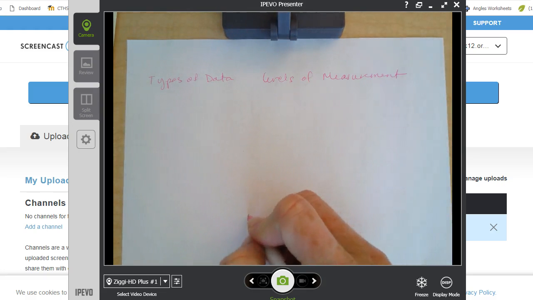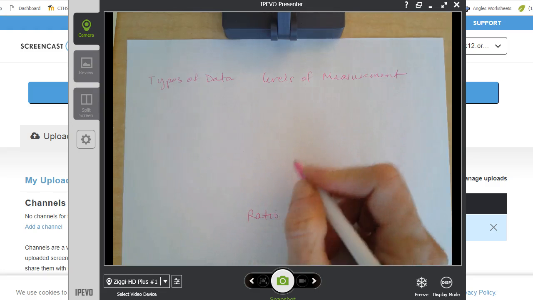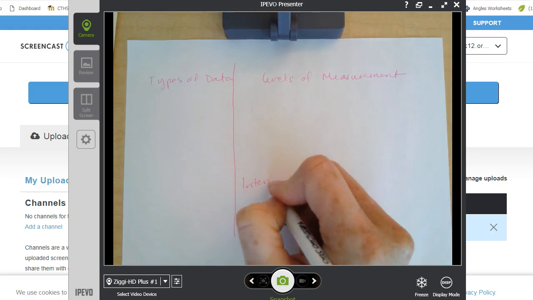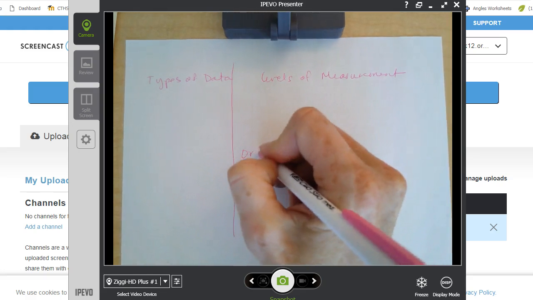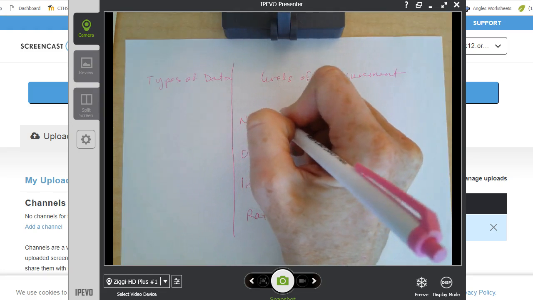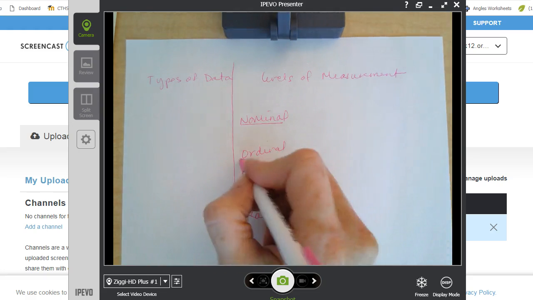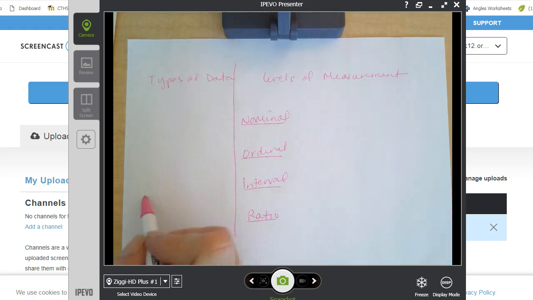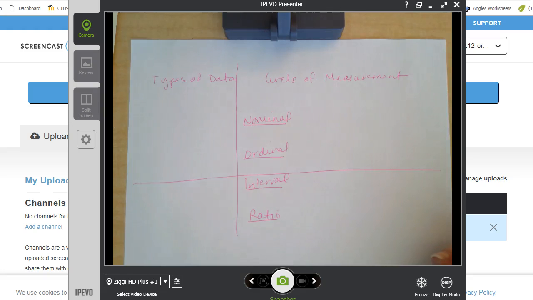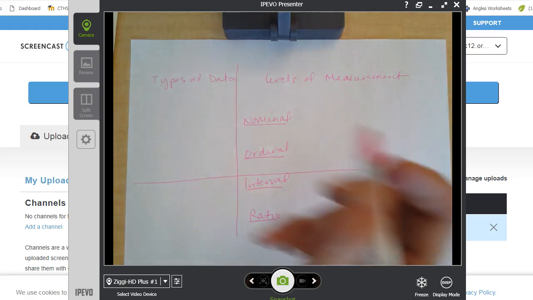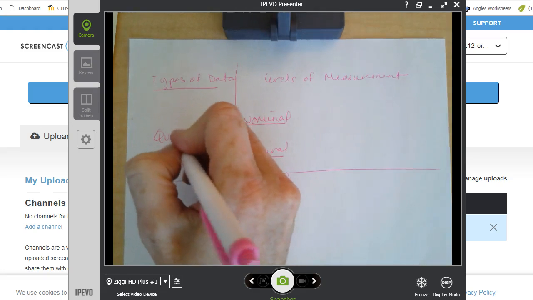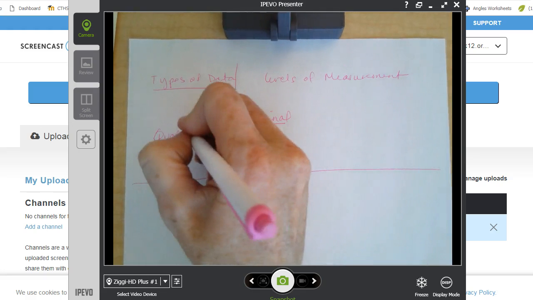So we have 4 levels of measurement: ratio, interval, ordinal, nominal. As we look at these, we're going to talk about these levels of measurement as being based on 2 types of data. The first, qualitative, that's with an L, okay?